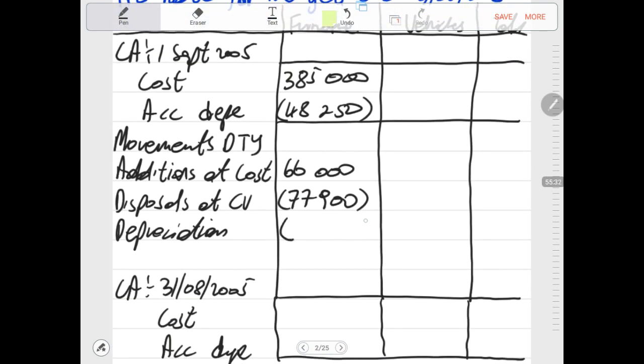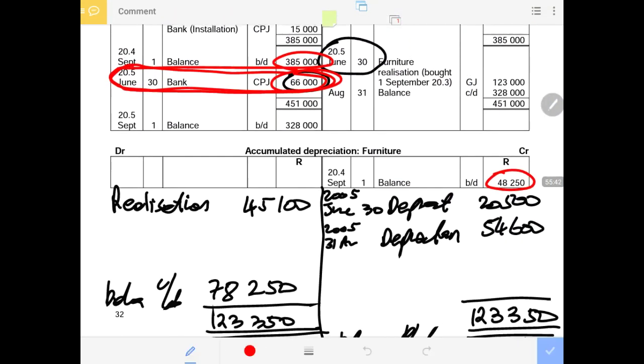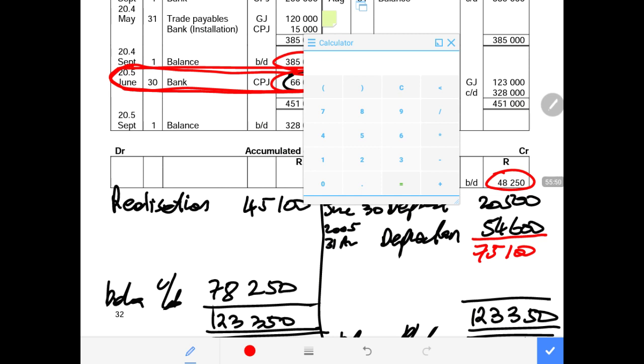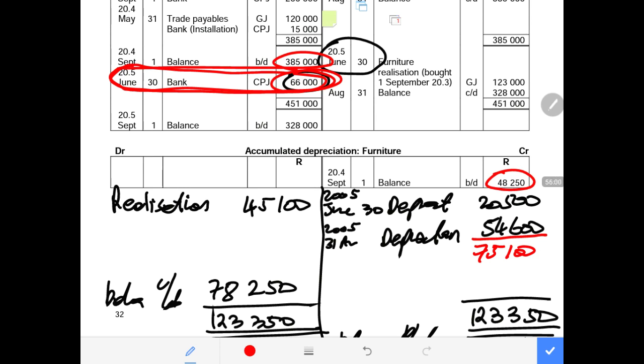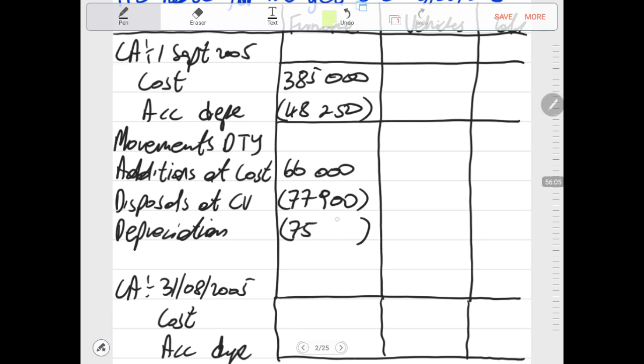Then I need to record the depreciation for the current year. I need to go and look at my ledger account. How much is the depreciation? My depreciation as a once-off amount is 75,100. If you remember that total, which is 20,500 plus 54,600, that amounted to 75,100. So that is where that 75,100 comes from. Hence, it becomes very important to show it as one amount, 75,100.